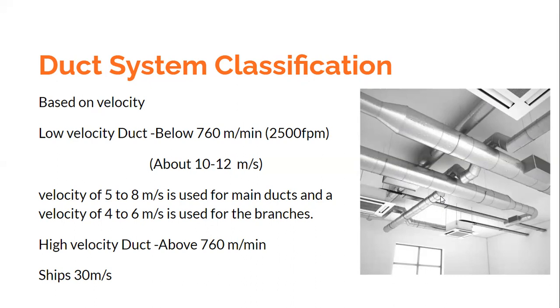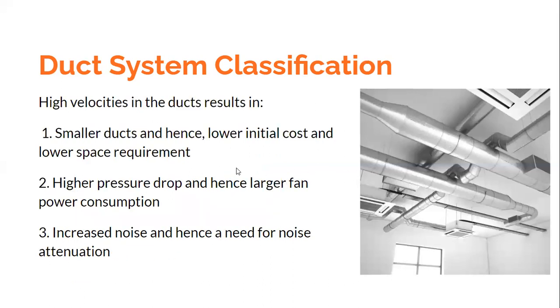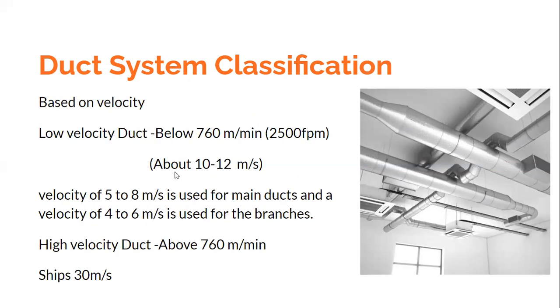Okay, we will study how to select the velocities based on the noise considerations and on other considerations when we discuss the design part. But for the present study or introduction, we would classify the duct system as a low velocity duct system if the velocities in the main ducts happen to be in the range of 5 to 8 meters per second, and in the branches in the range of 4 to 6 meters per second. Generally speaking, as I said, it has to be below 10 meters per second. And in feet per minute, it has to be below 2500 fpm.